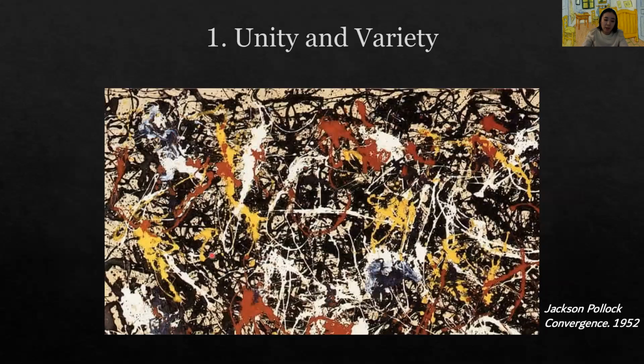So let's look at this abstract painting by Jackson Pollock. Jackson Pollock was an American painter and a major figure in the abstract expressionist movement. He was widely noticed for his technique of pouring or splashing liquid household paint onto a horizontal surface. That technique is called action painting. So can you find the unity and the variety in this painting?